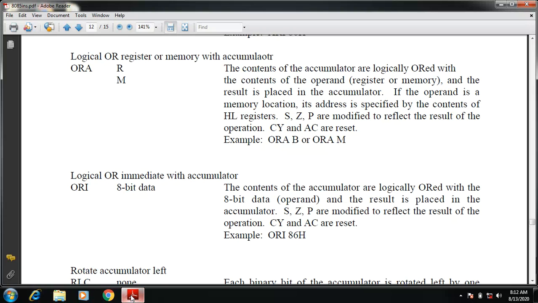Here also the content of the specified register is logically ORed with the content of the accumulator, and the result is stored in the accumulator. Here the sign flags are also affected. The carry and auxiliary carries are reset. Before, for ANA, the carry is reset and the auxiliary carry is set, that is the AND gate. Here for the OR gate, both carry and auxiliary carries are reset. So that is the only difference for the logical instructions ANA and ORA.